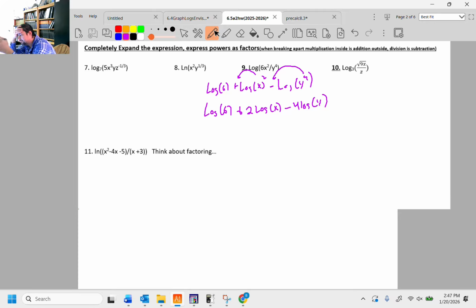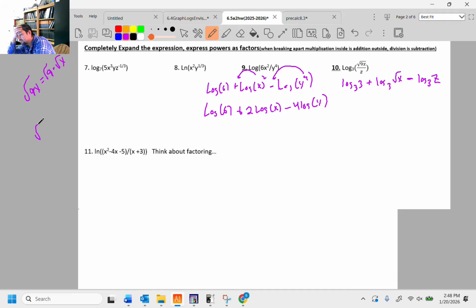And we got 10. And I guess I'll do multi-step. We actually have 3 things. We have 1, 2, 3 things in this logarithm because the square root of 9x is the square root of 9 times the square root of x. So let's do all the breaking apart first. Now, by the way, the square root of 9 is 3. So we have a log base 3 of 3 plus a log base 3 of the square root of x minus, because this guy's down low, a log base 3 of z.